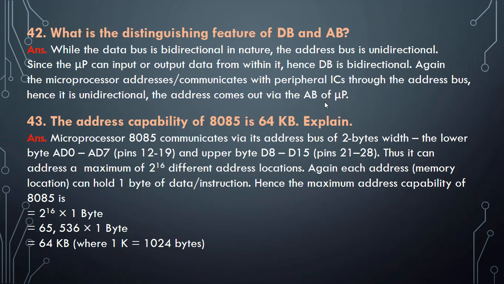Thus it can address a maximum of 2 to the power 16 different address locations. Again, each address memory location can hold 1 byte of data or instruction, that is, it is byte addressable. Hence, the maximum address capacity of 8085 is 2 to the power 16 into 1 byte. As you can see, 65536 into 1 byte, that is 64 KB, where 1 KB is equal to 1024 bytes.